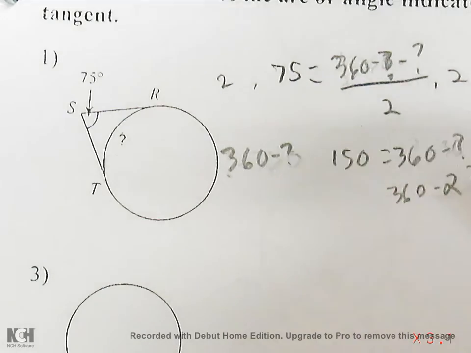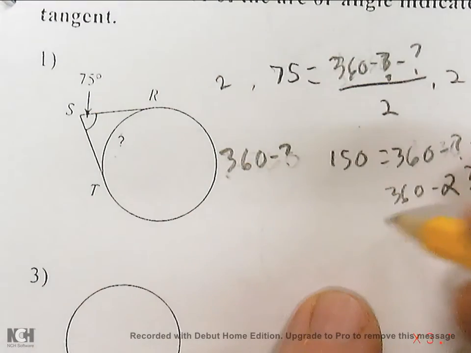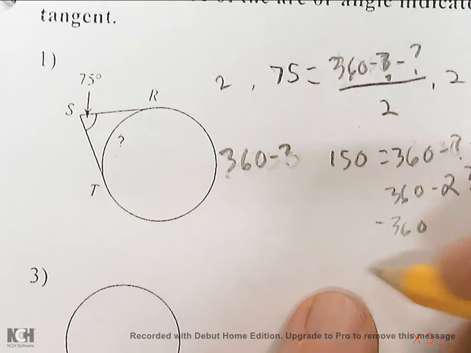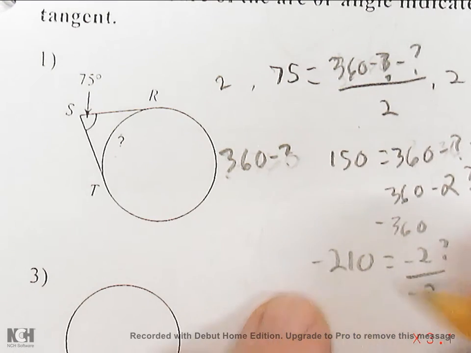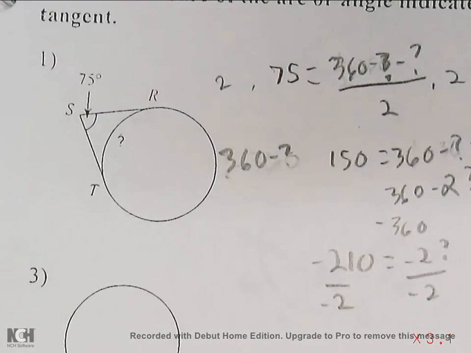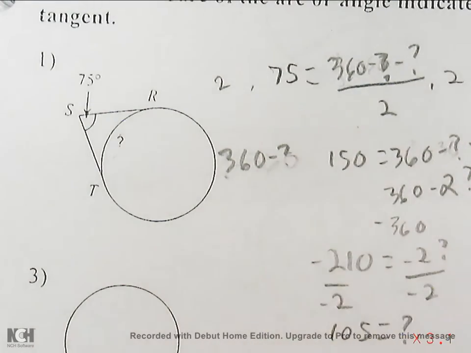And then I could subtract the 360 to the other side. So 150 minus 360 is negative 210. So I'm going to get negative 210 is equal to negative 2 question mark. And then I would divide each side by negative 2, and we're going to get 105 is equal to the question mark. And that's my answer. This side would be 105.